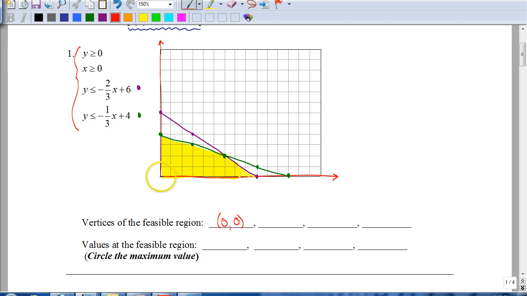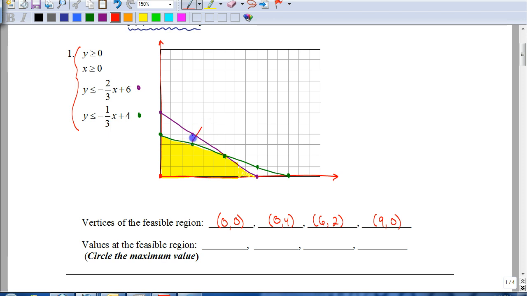So again, our vertices are going to be the points where the lines intersect. So the points are (0, 0), (0, 4), (6, 2), and it looks like (9, 0).